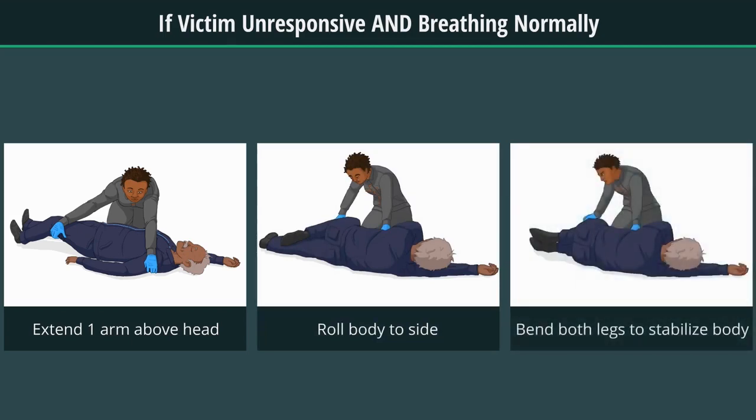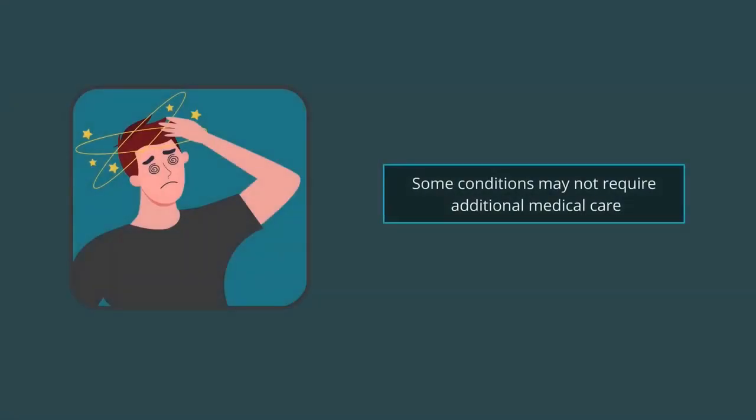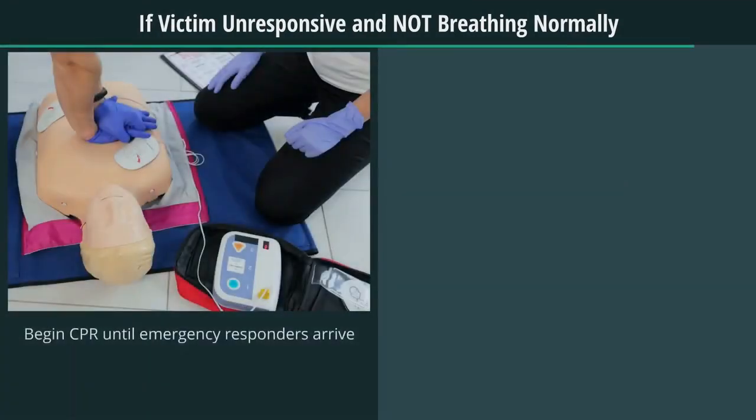Once the person is on their side, bend both legs to stabilize the body. 911 or EMS should be alerted as there are many different conditions that can cause someone to become unresponsive. Some conditions, such as fainting, may not require additional medical care, but a medical professional should make that determination. If they are unresponsive and not breathing normally and you know CPR, begin CPR until emergency responders arrive.